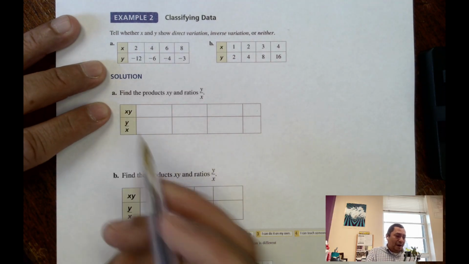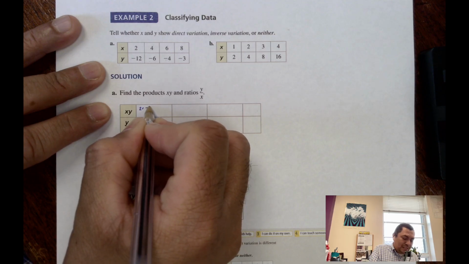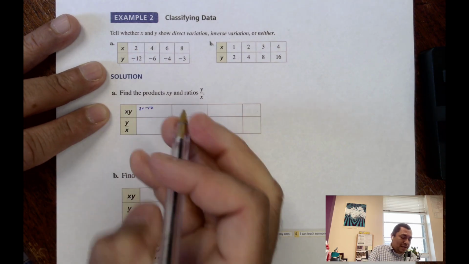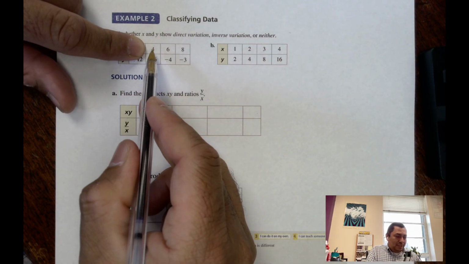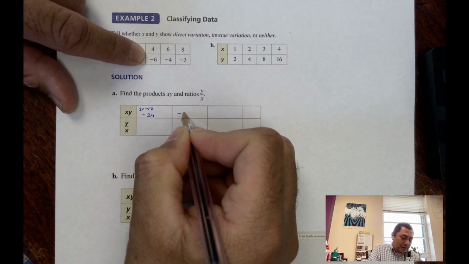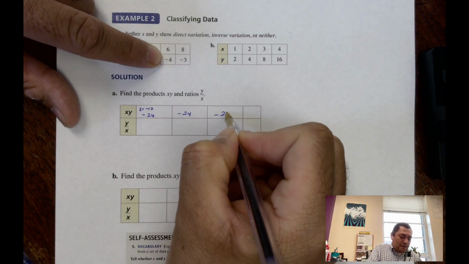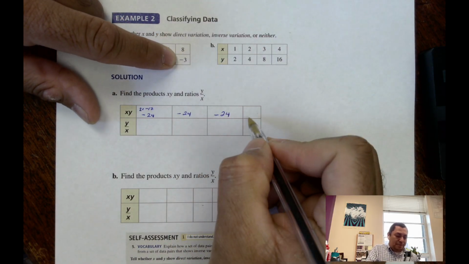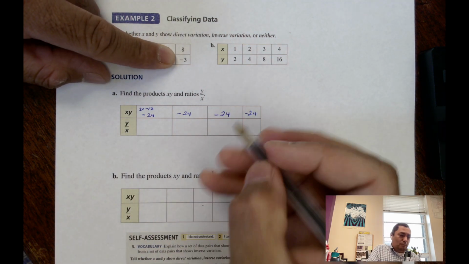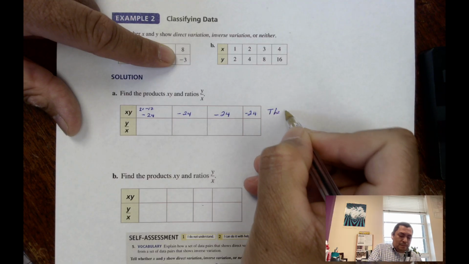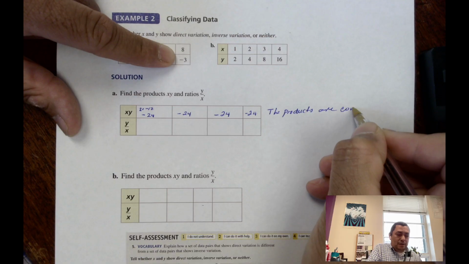So I have x times y. What I'm going to do in this case is multiply 2 times negative 12. So I do x times y, and what I get is negative 24. Then what is 4 times negative 6? Also negative 24. What is 6 times negative 4? Negative 24. What is 8 times negative 3? Negative 24. As we can see, I have negative 24 for every single one. So the products are constant.